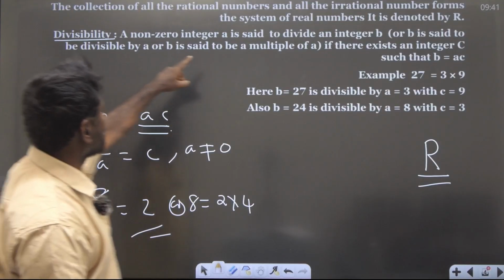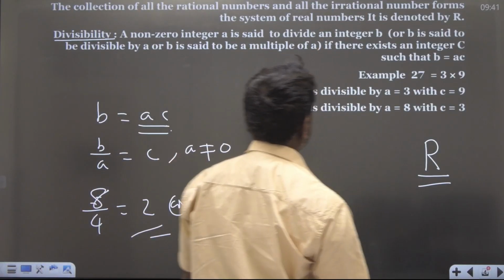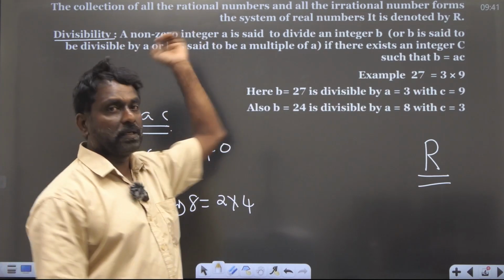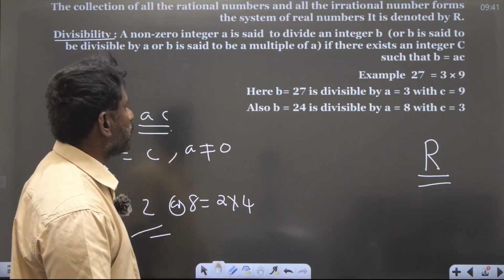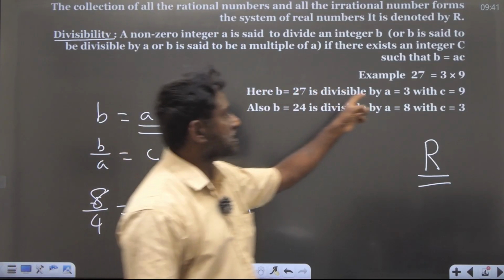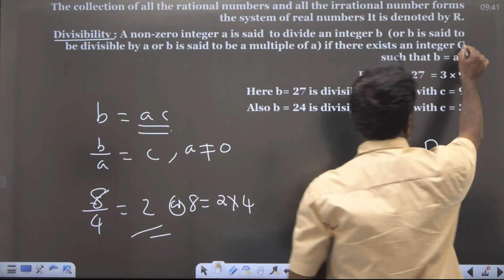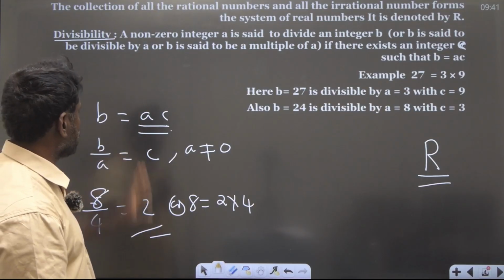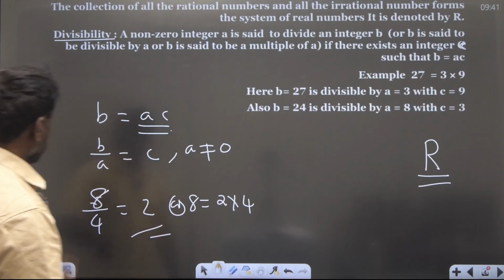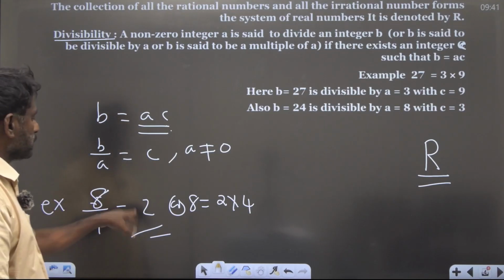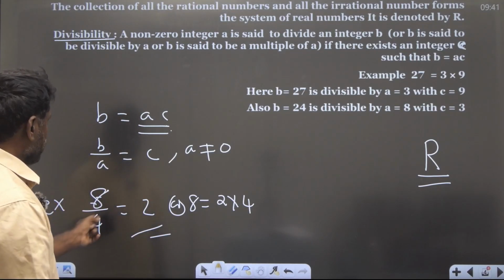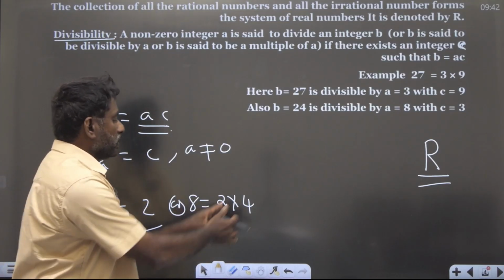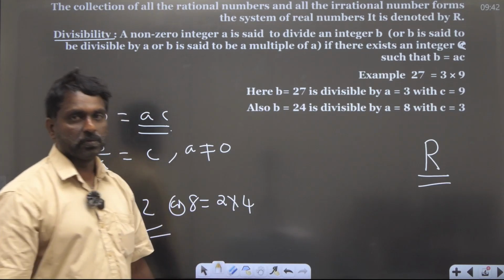A non-zero integer a is said to divide an integer b, or b is said to be divisible by a, or we can say that b is said to be a multiple of a. All are the same, if there exists an integer c such that b equal to ac. Then b by a equal to c. For example, if 8 by 4 is equal to 2, when we cross multiply 4 to the right hand side, 8 is equal to 2 into 4, that is a multiple of 2, right?